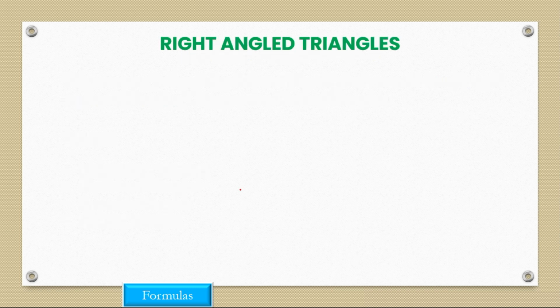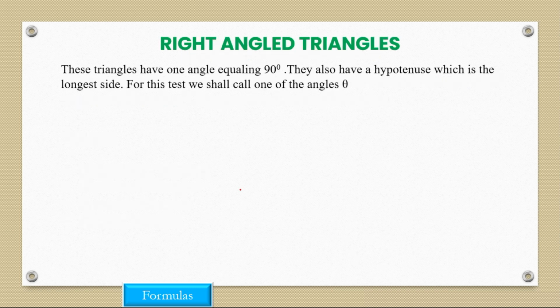Alright, so let's start with right angle triangles. So we said these triangles have one angle equaling 90 degrees. They also have a hypotenuse, which is the longest side. And for this test, we shall call one of the angles theta. Okay, so this is an example of a right angle triangle. As you can see, we actually have the vertex which has the angle theta, and this is the vertex that actually has an angle of 90 degrees, and this is actually an unknown. And then we actually have sides A, B, C. As you can see, we actually have C as the hypotenuse, which is the longest side of the right angle triangle.